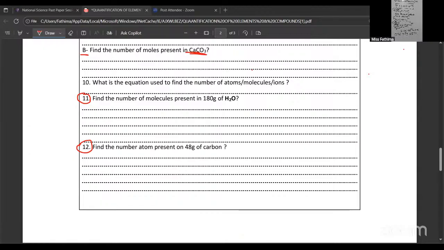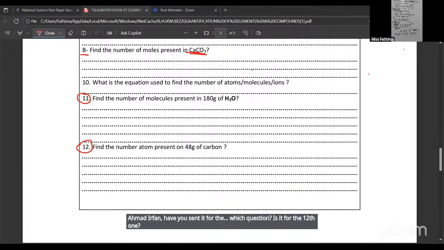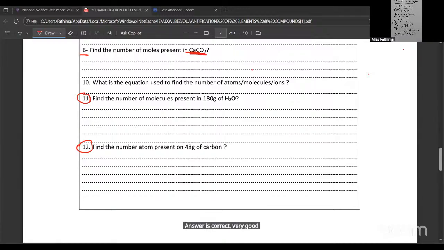Hannah Fauzan, check your answer for the 12th one which you have sent. Ahmad Irfan, have you sent it for which question? Is it for the 12th one? Fatima Afsa, your answer is correct. Very good. For which one, Shima, have you sent your answer, dear? Zainab Zia, your answer is correct for the 12th one. Good job. Then who else?